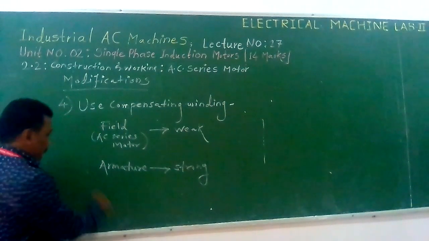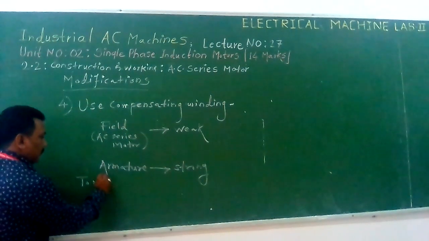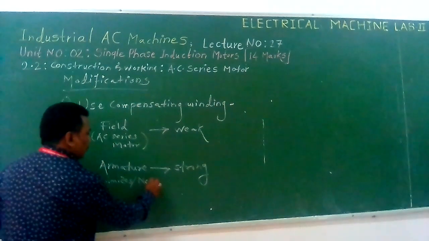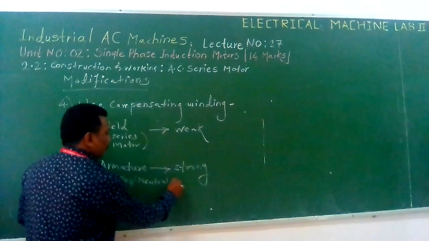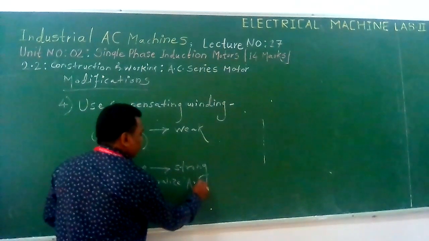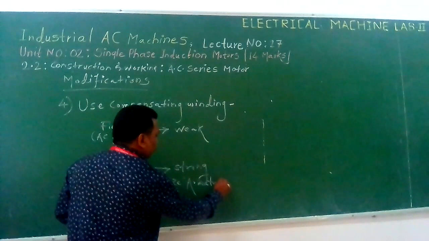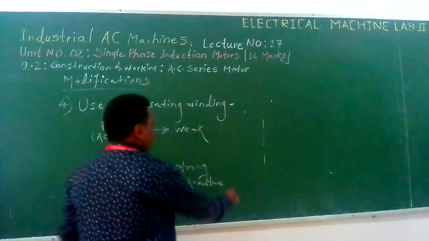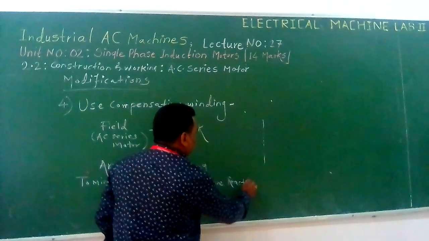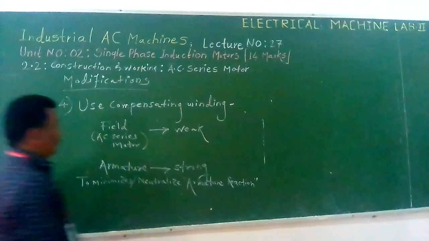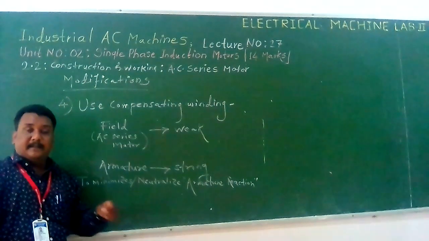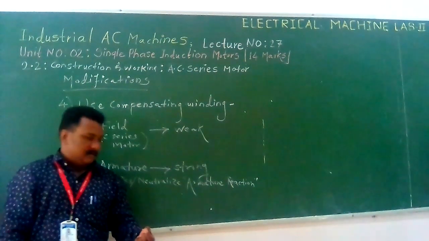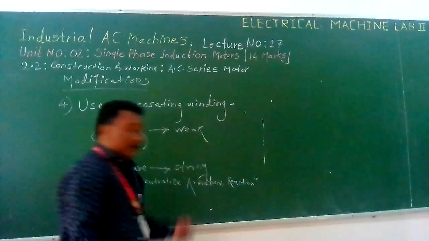To minimize or neutralize armature reaction, a compensating winding is compulsory. Otherwise, what happens? The armature reaction will increase. Now, this is the fourth modification.